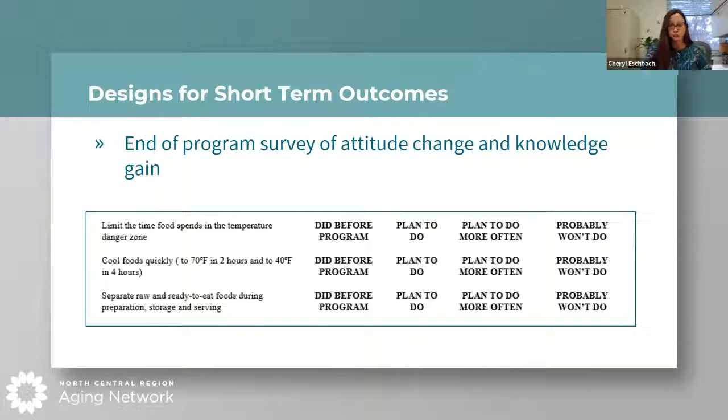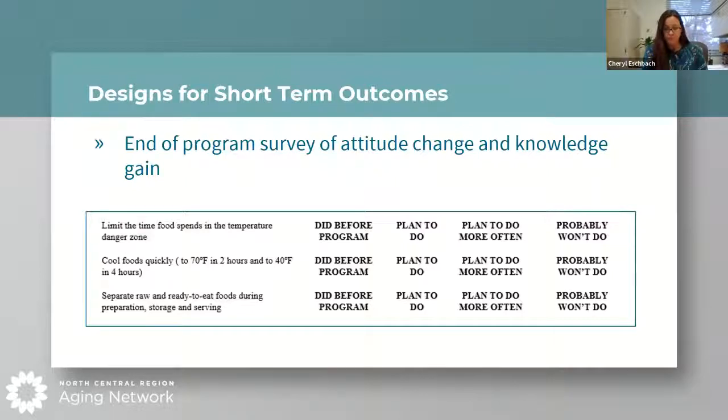Designs for short-term outcomes, which would be immediately following a program, can typically measure an attitude change or even a knowledge gain. So this is an example from the extension program, Cooking for Crowds. Cooking for Crowds is a food safety program that we deliver in communities to community groups like churches and nonprofits that cook large-scale amounts of food for the public. And this survey is administered after participants go through a 1-day workshop on food safety.